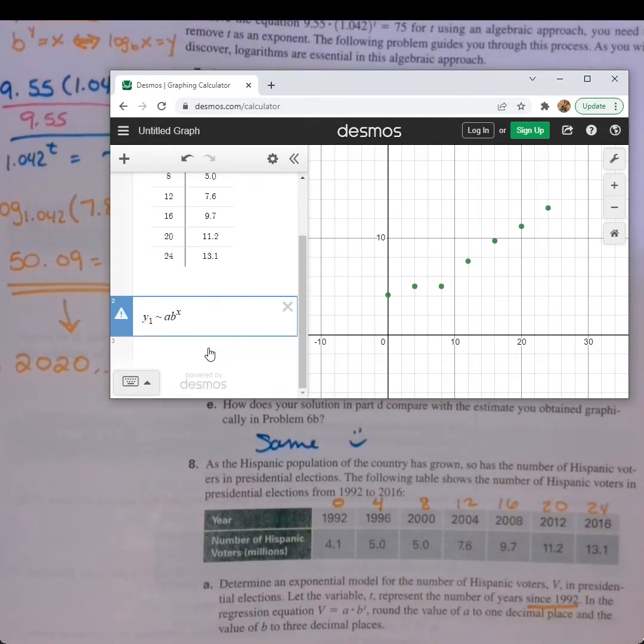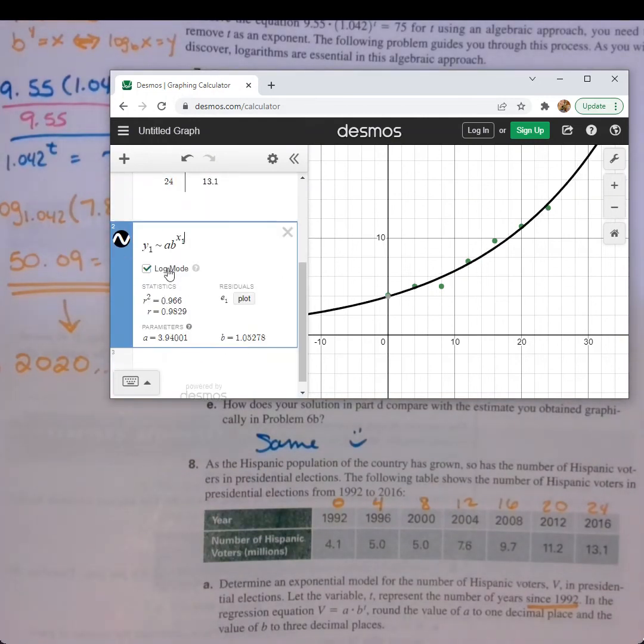Log mode on. Hey, it's pretty good, right? It's got a 0.966, and only this one is far away, and that was because there was no change in those two values, but the rest are pretty darn spot on, close to the model. So let's write our model down.